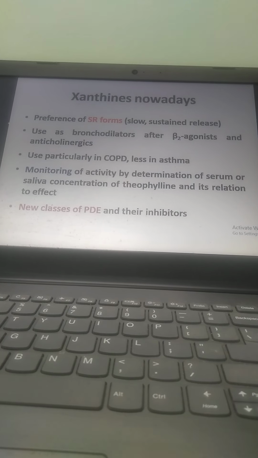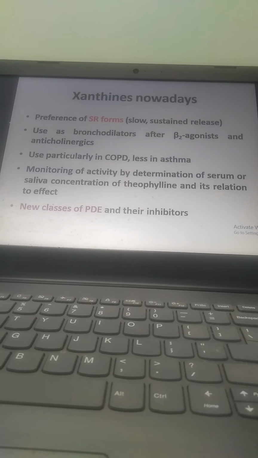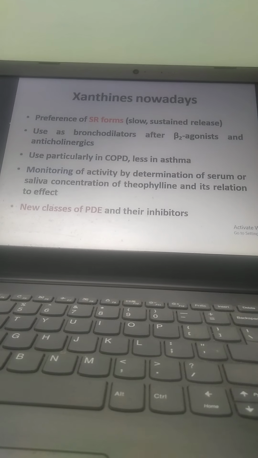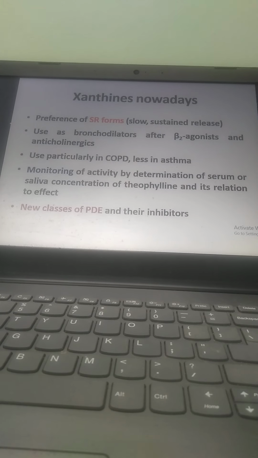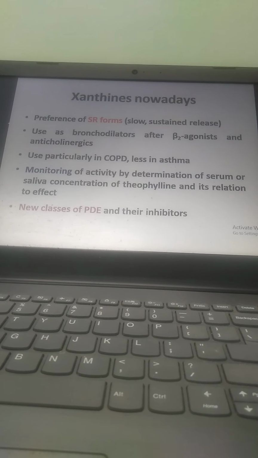So used particularly in COPD, less in asthma. But you have to use it in COPD but not in asthma. Monitoring of the activity by determination of the serum or saliva content of theophylline and its relation to effect. I have told you so many times that this monitoring process, theophylline therapeutic drug monitoring, is very important. Its therapeutic range is 10 to 20 micrograms.